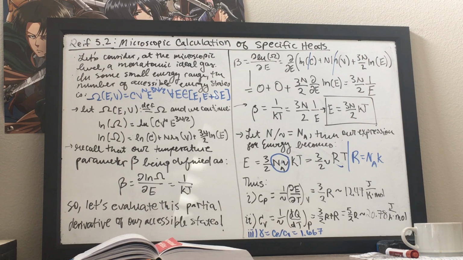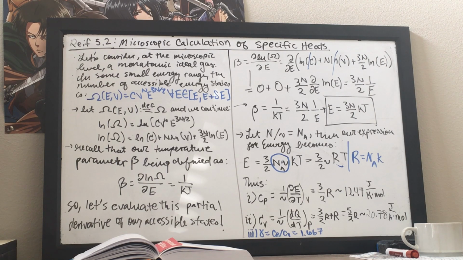So with this expression in mind, with E being equal to 3/2 times nu times R times T, we can take a partial derivative of E with respect to temperature and divide that by the number of moles nu, and we can recover the fact that our specific heat for a monatomic ideal gas is equal to 3/2 times our ideal gas constant, and this ends up becoming about 12.47 joules per degree Kelvin times the number of moles you have.